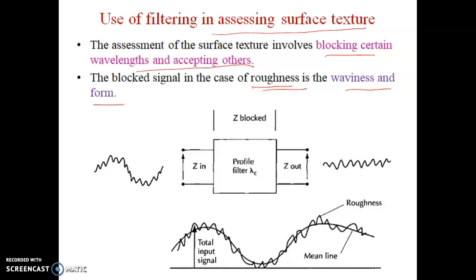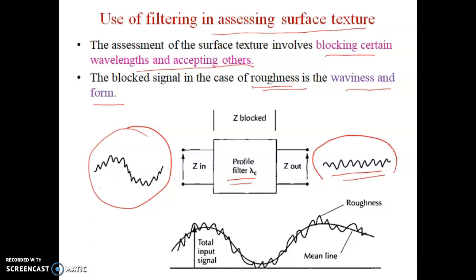Consider this figure. This one is the input signal to the profile filter, and this contains form, waviness and roughness. But we are blocking certain wavelengths and we are getting actually the roughness. So only roughness values are obtained as output.